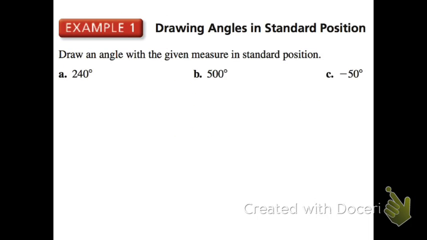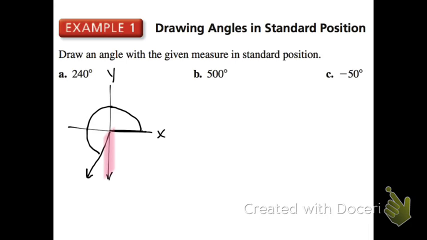Okay, so if I'm going to draw these, I start with my XY axis, and I'm always starting right here. So here's my initial side along the positive x-axis, and I'm just going to start drawing my curve. So that's 90 degrees. Another 90 is 180 degrees. And then we're going 240, so it's going to be about right there. 270 is where the negative part of your y-axis is. So about 240 is right here. It will not be exact.